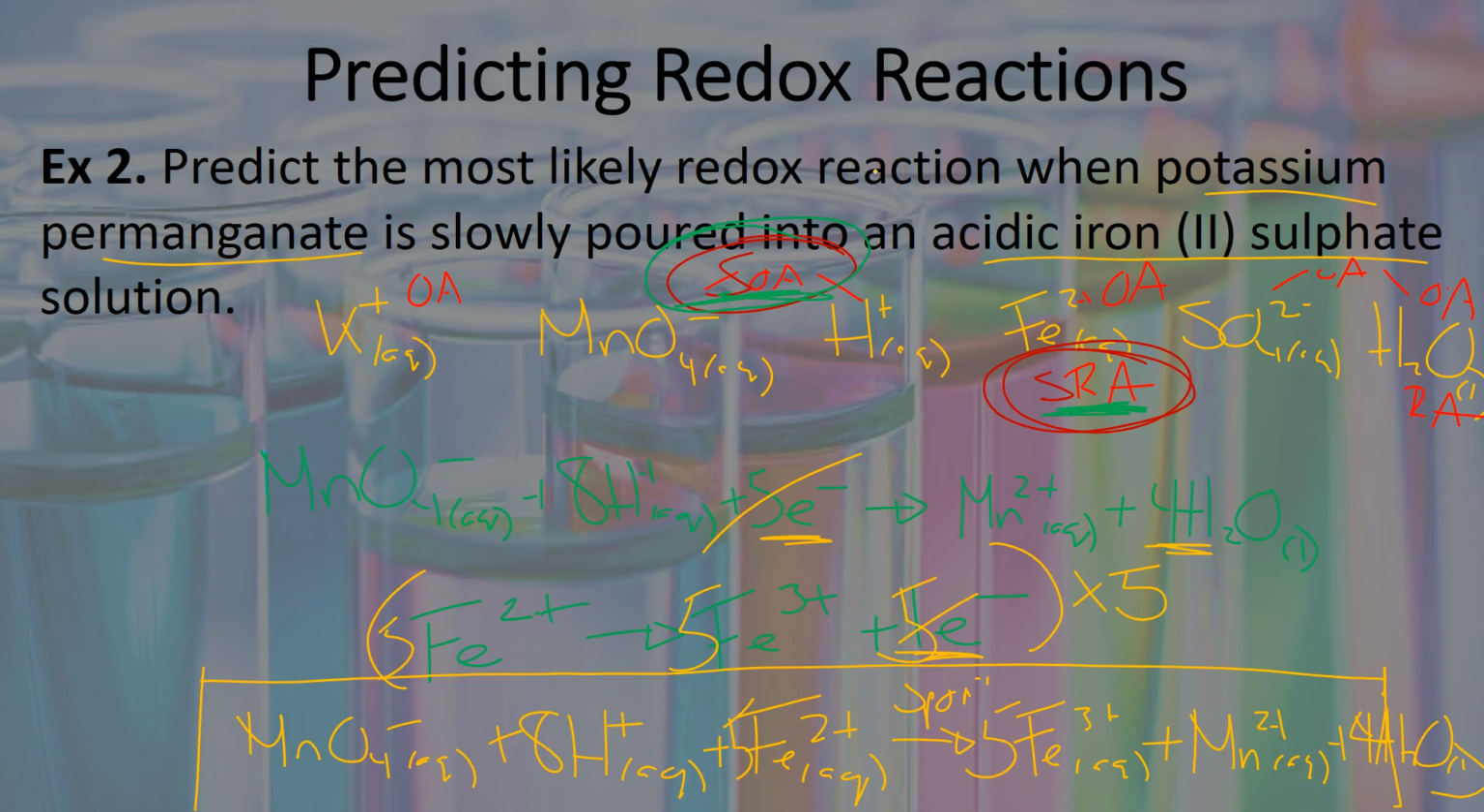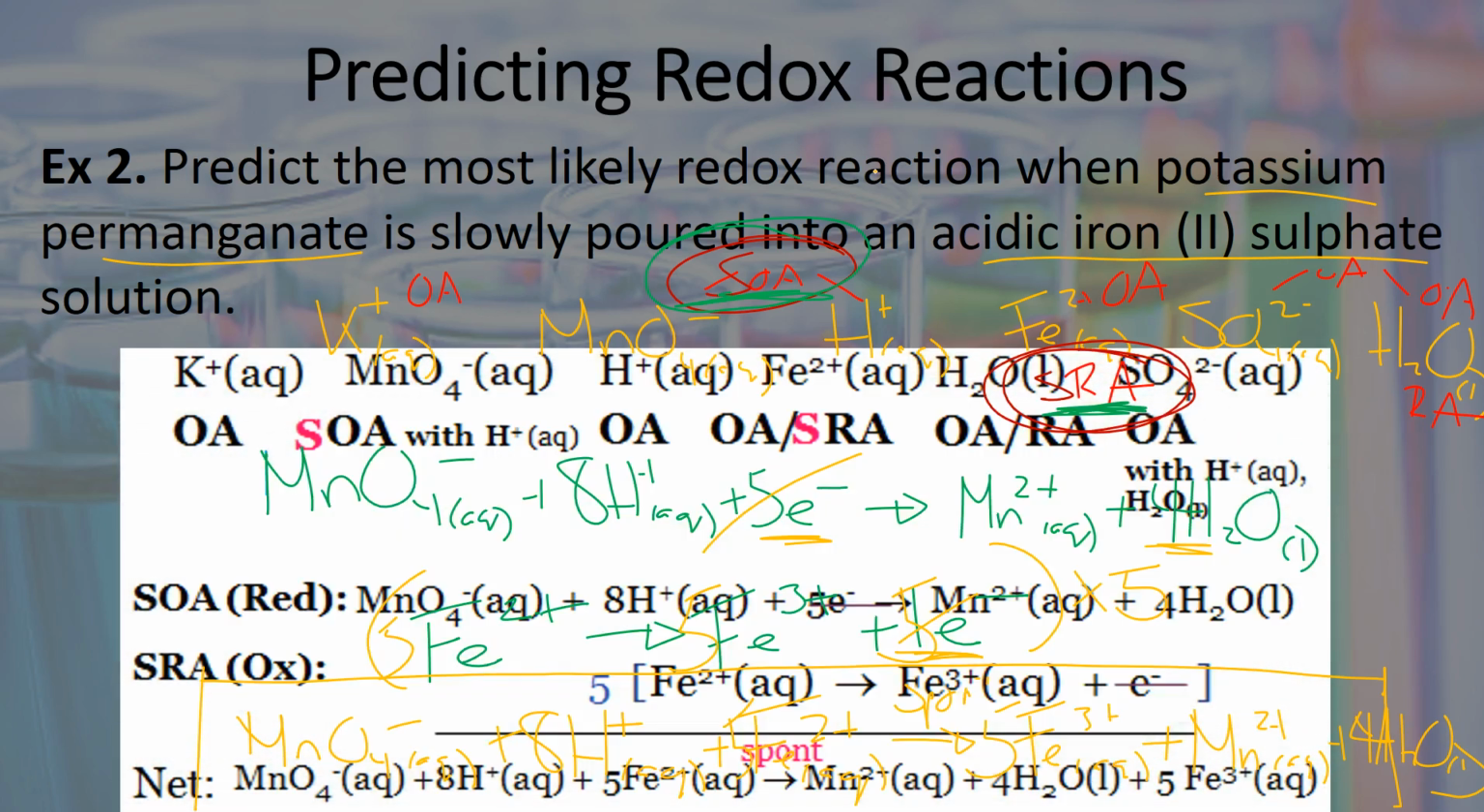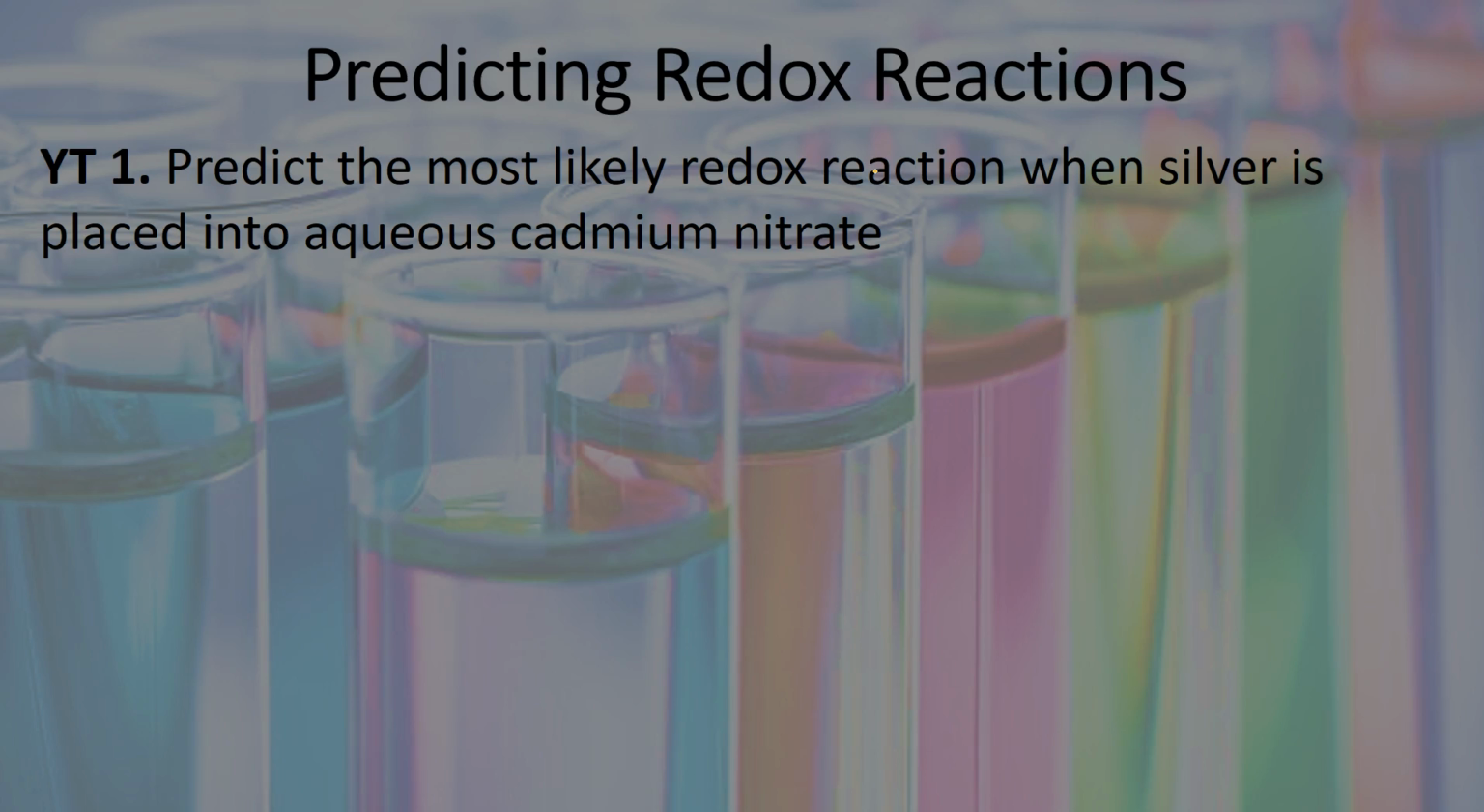Okay, so take a minute here, and I want you to do number 3, YT number 3. Predict the most likely redox reaction when silver is placed into aqueous cadmium nitrate. That says YT1 on there; on my notes it says 3. So try that for a second. Write everything out and then figure out what's the OA, what's the RA, and write your net redox reaction.